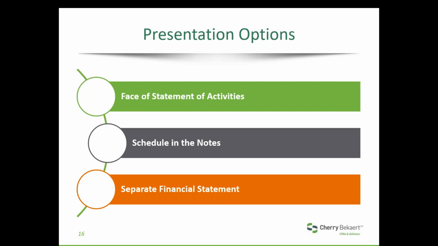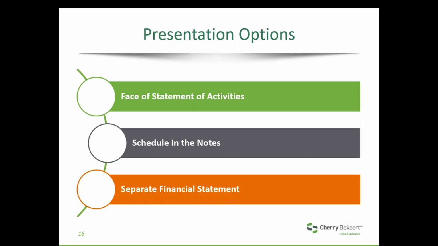For the presentation, you have a few different places that you can show this information. One is on the face of the statement of activities, and this is probably feasible if you have minimal programs or minimal expenses, but it is possible. Or you could show it in a separate schedule disclosure within the notes, or a separate financial statement, so you would add that fifth or fourth financial statement. This is what I've seen most commonly done, and then the second being the schedule in the notes.